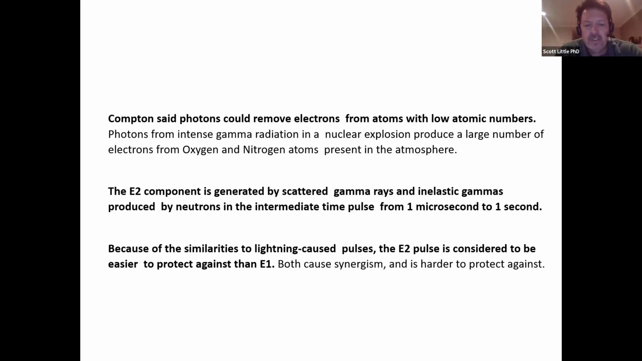The E2 component is generated by scattered gamma rays, and the inelastic gamma is produced by, again, the neutrons, because it's slowing down a little bit. And they go from about 1 microsecond to about 1 second, or about 10 seconds.